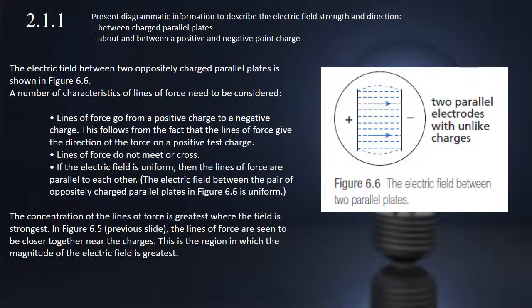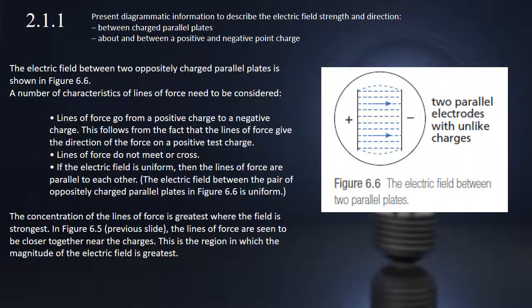So when we're looking at a parallel plate where there's a positive and negative plate, you can see that the electric field flows from positive to negative. So these lines of force go from a positive to a negative charge, and this follows from the fact that lines of force give the direction of the force on a positive test charge.